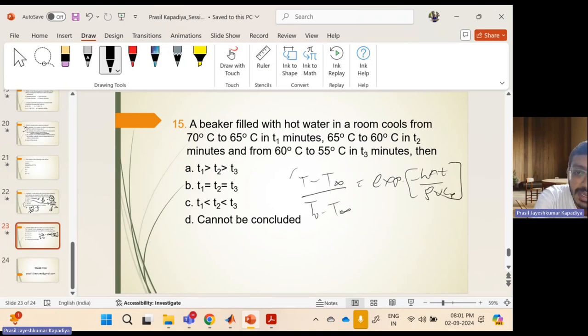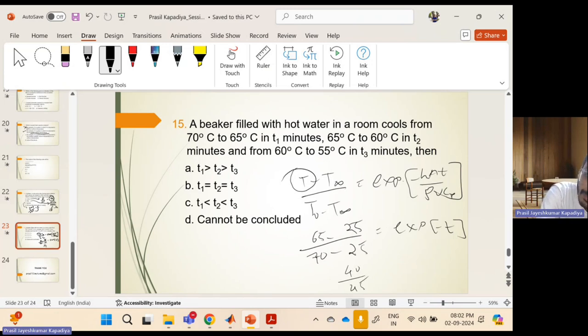So my T in the first case is 65. Let's say ambient temperature is 25, and T naught, the initial temperature, is 70. So 65 minus 25 divided by 70 minus 25 is proportional to exponent of minus T. So this number is 40 divided by 45 is equal to exponent of minus T. So T will be equal to ln of 45 divided by 40. Okay, so this is one value.